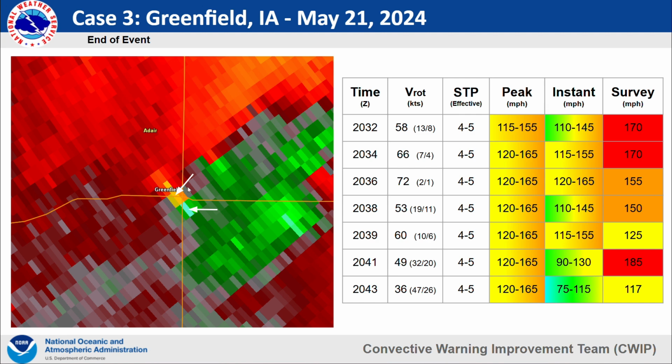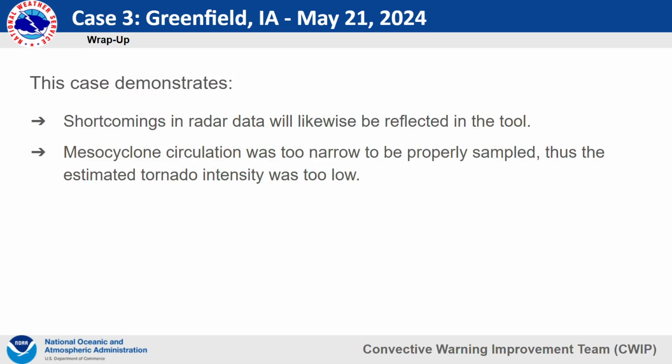But because the mesocyclone was contracting, the radar was not really able to sample the true strength of the circulation. In fact, all we have is a gate-to-gate couplet here with a VROT value of 49 knots, and this would give us an instantaneous velocity measurement, estimated intensity of 90 to 130 miles per hour, so well lower than the true strength of the tornado at this point. And even the peak intensity estimation was falling short of that EF4 rating simply because the circulation was not quite able to reach those higher VROT values throughout much of its life.